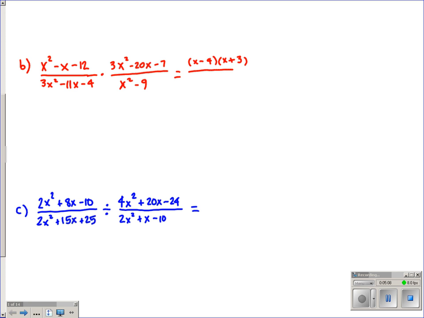My denominator should factor into 3x plus 1 and an x minus 4. Now we're still multiplying here, and let's go ahead and factor our second fraction's expressions. The 3x squared minus 20x minus 7 will factor into 3x plus 1 and x minus 7.